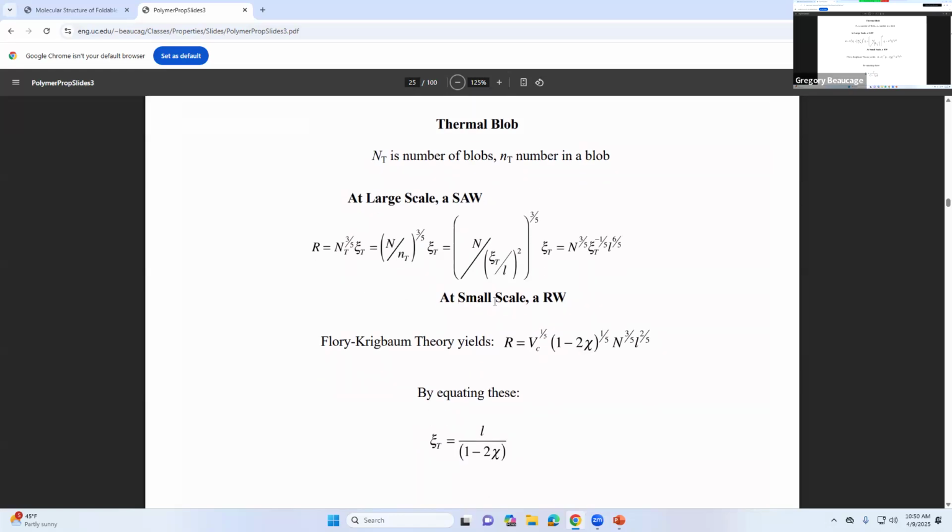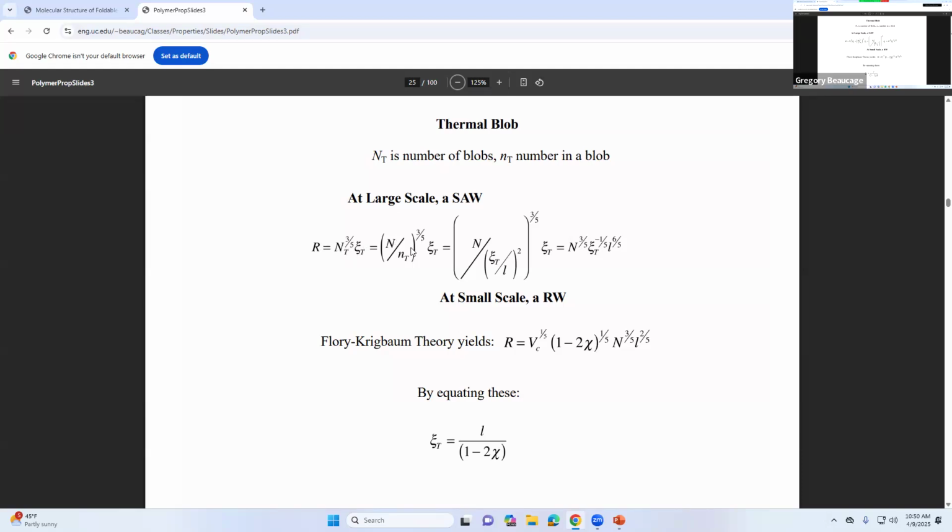So let's see. This is the thermal blob. This is just a construct of how these things would work. This is just equations. This isn't the physics of it. It's more just describing it based on the model. So you have the coil size, and it's going to be composed of these thermal blobs, and they're going to be in a self-avoiding walk at large scale because it's collapsing at the small scale. So that describes the coil size.